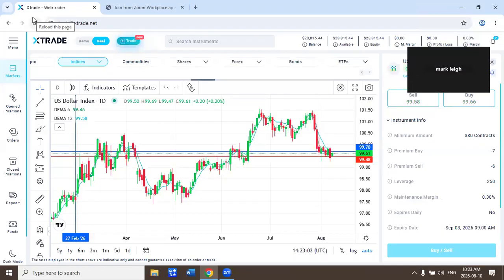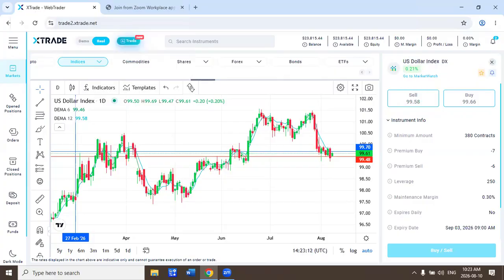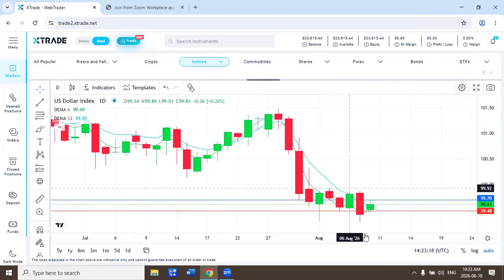It is 10:22 a.m. Eastern Time, Monday morning, start of the new trading week. US session well underway. And let's have a look at the US dollar performance. Starting on the index, got the daily chart up.